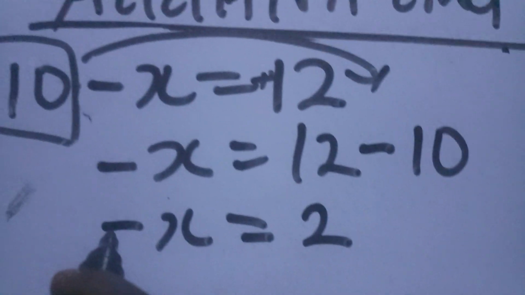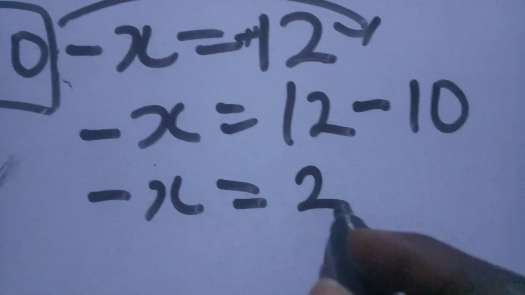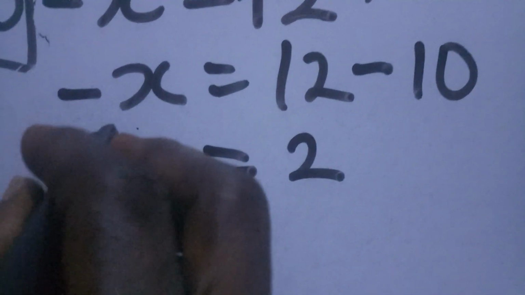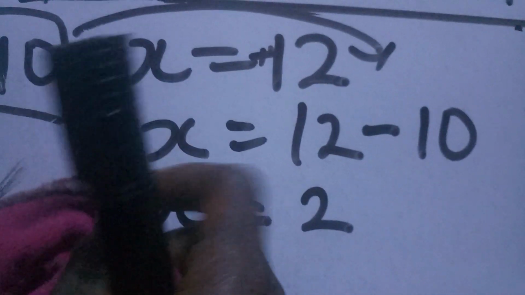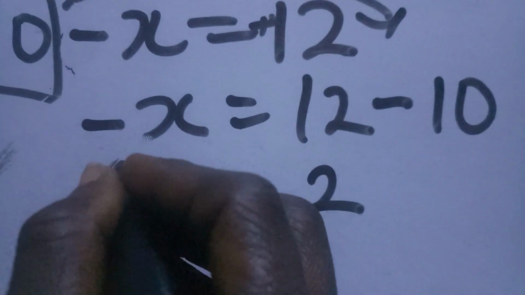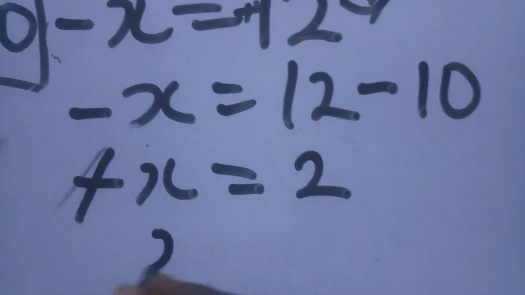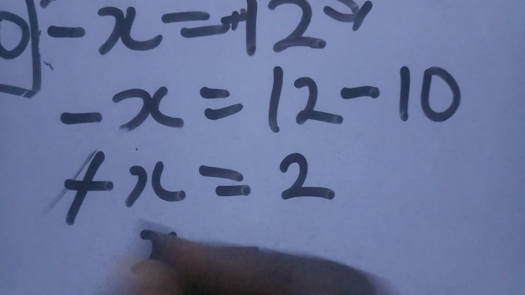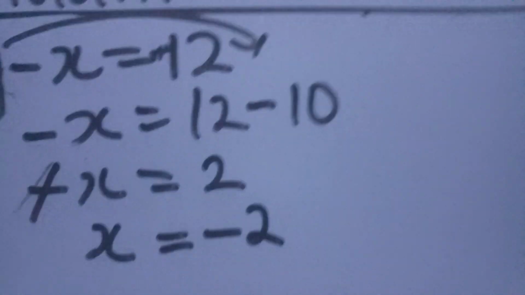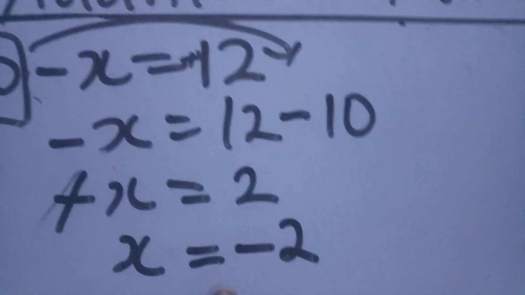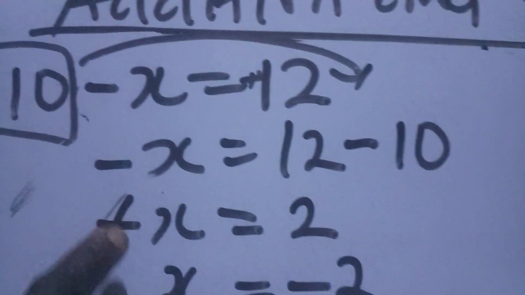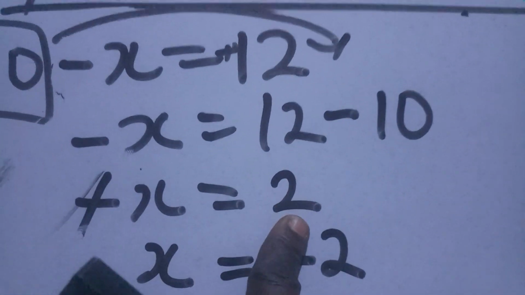But x is carrying minus. The shorter way is your answer will carry the minus. Just remove the negative here and add it here. Your x will be positive, then that minus, put it here: minus 2. That means your x is equal to minus 2 because your x is carrying negative. That means your answer will be negative, not positive.